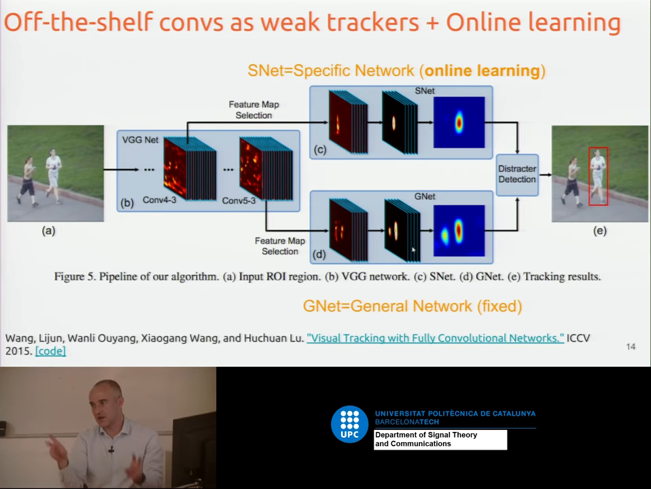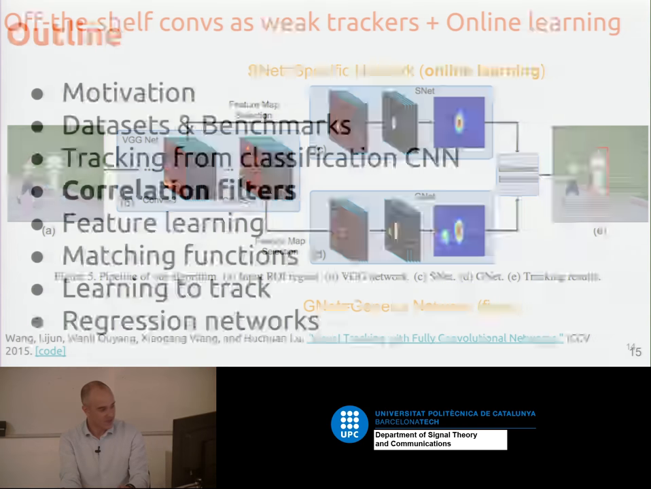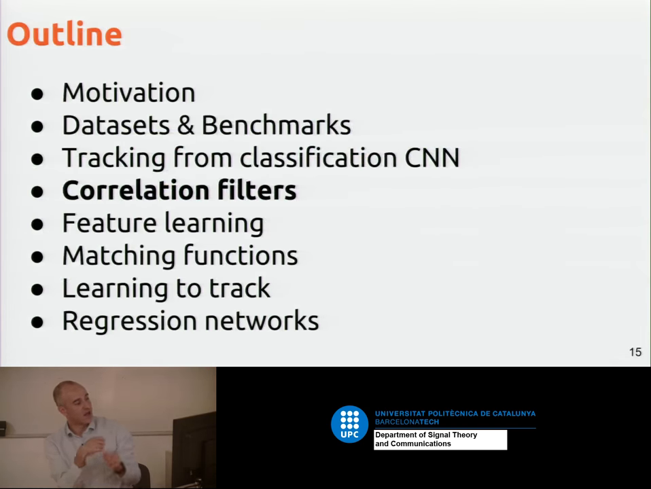Okay, it's a little bit like handcrafted everything, but it was one of the first efforts in trying to use these convolutional filters as trackers. So I'm not saying this is a very nice and clean way to solve object tracking. I'm just saying that was the first effort in trying to use convolutional networks for tracking. Okay, a little bit more tailored solutions.